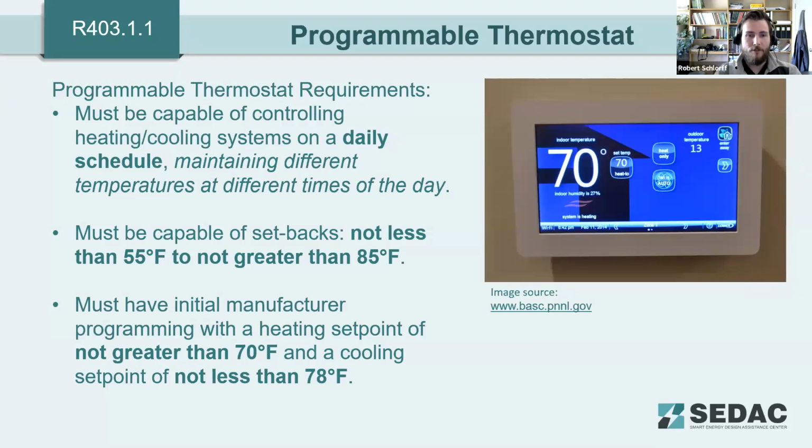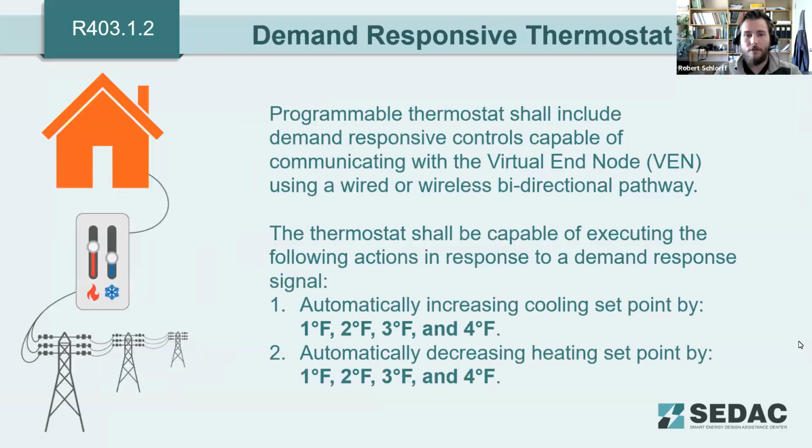Must be capable of controlling heating and cooling systems on a daily schedule, maintaining different temperatures at different times of the day. Must be capable of setbacks, no lower than 55 or greater than 85. Must have initial manufacturer programming with a heating set point of not greater than 70 and a cooling set point of not less than 78. So just talking about fairly standard programmable thermostats.